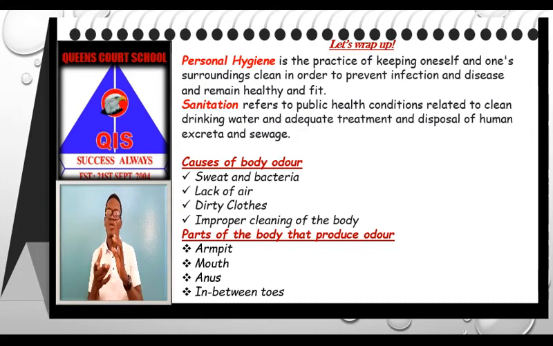Causes of body odor, we made mention of sweat and bacteria, lack of air, dirty clothes, improper cleaning of the body, and then we made mention of the parts of the body that produce bad odor, that is the armpits, the mouth, the anus, and in between our toes. So we as individuals, let's always maintain good personal hygiene and sanitation. As we do this, it will help us as individuals, help the nation and the world at large, so that we can be strong and stay healthy all the time.